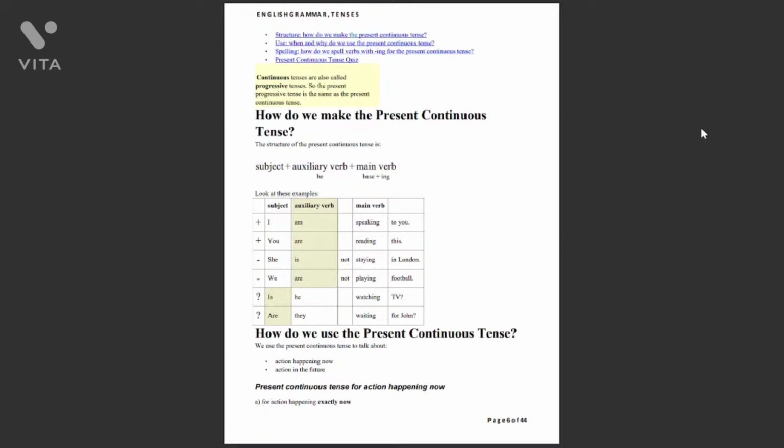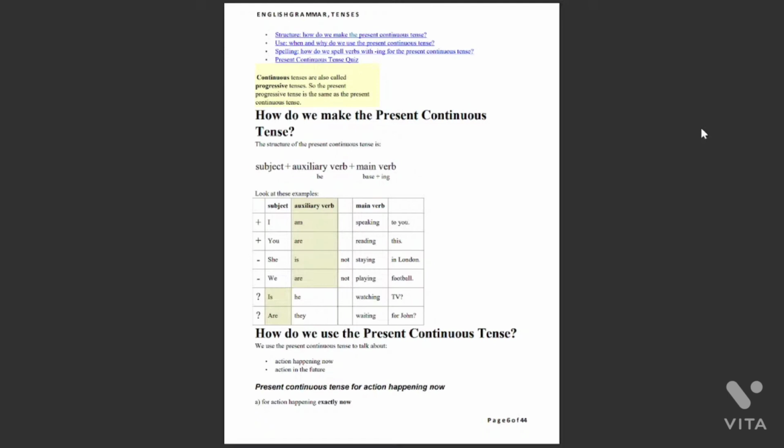And here we have a question also. Is he watching TV? Are they waiting for John? So these are the present continuous tenses, and quickly the equation is subject plus auxiliary verb plus a main verb having ing formation. Okay, and let us see how we use the present continuous. We use the present continuous tense to talk about action happening right away. Okay, action happening now, and action in the future also.